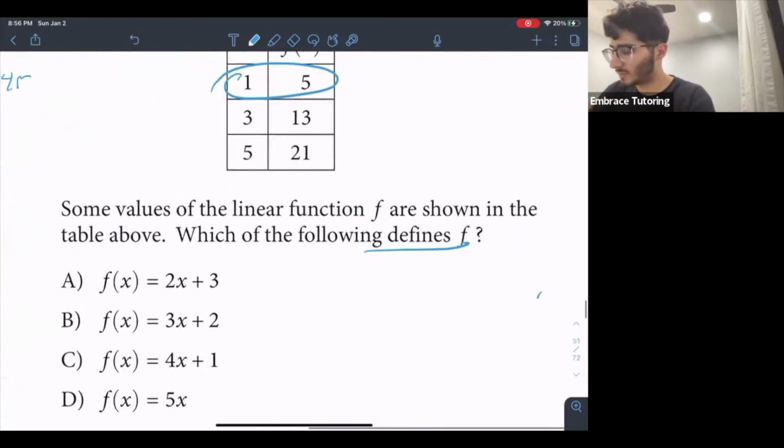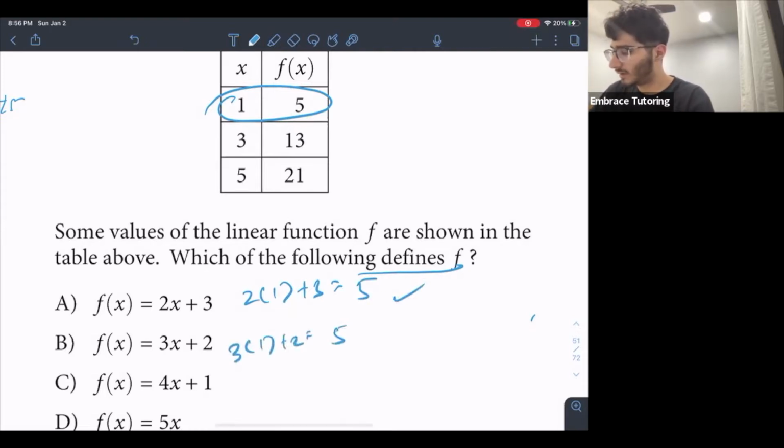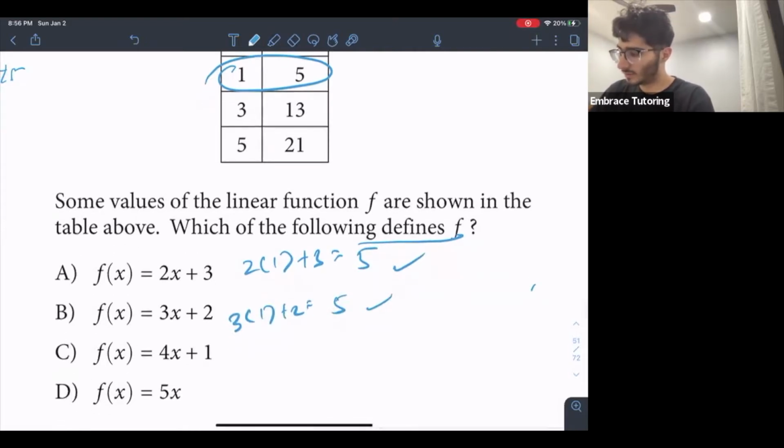So let's try the first one first. We can plug in 1 for x, so you get 2 times 1 plus 3, you get 5, that works. Let's try the second one, we get 3 times 1 plus 2, 5, that works. 4, so they all work. So let's not choose the first point.